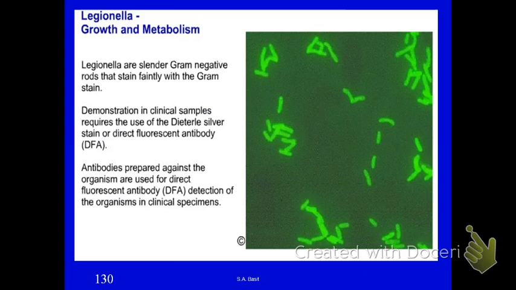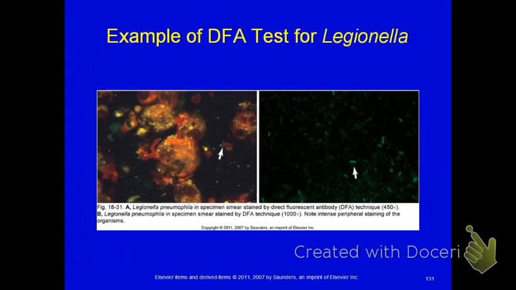So the yellow-green group of Legionella, we could use the Dieterle silver stain or the direct fluorescent antibody stain for the detection of Legionella. Okay, so you'll be able to see the yellow-green fluorescence. Another example of DFA test for Legionella.